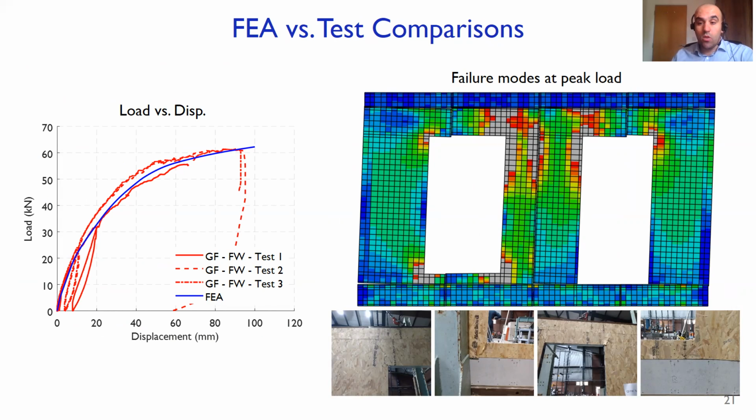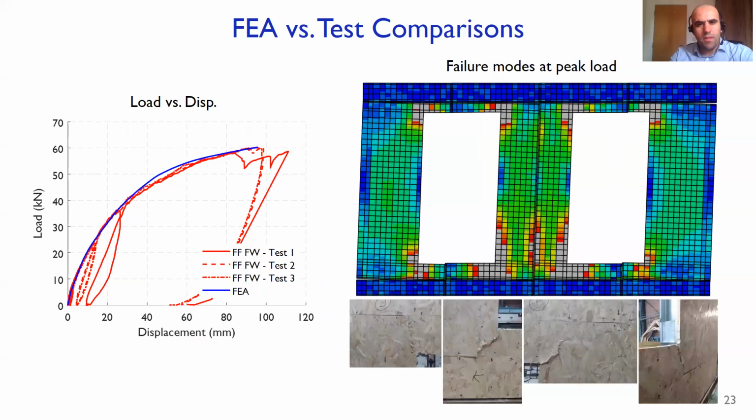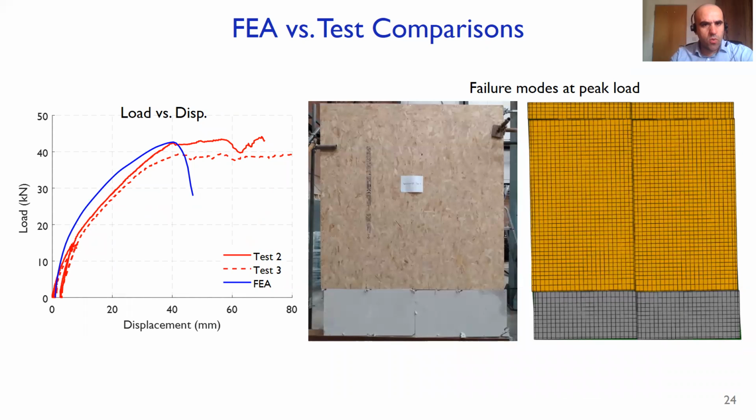A similar trend is observed from the FEA simulation, where the gray area in the von Mises stress contour shows parts of the boards that are under stresses higher than their nominal strength, which is 7 MPa. A similar trend was obtained for the other shear wall topologies with different opening size and numbers. And here I'm showing the results in terms of load versus displacement, as well as failure mode of the solid wall, where the failure mode was mainly the failure of the screws connecting CP to steel frame.